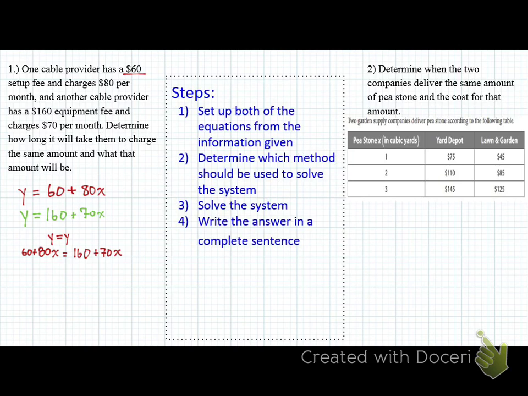So you got 10. Let's see if you're right. We're going to subtract 70x on both sides. And then we get 60 plus 10x is equal to 160. Subtract 60 on both sides. We get 10x is equal to 100. So divide both sides by 10. So x is equal to 10. Okay? Same answer, right? How do you get the y now?